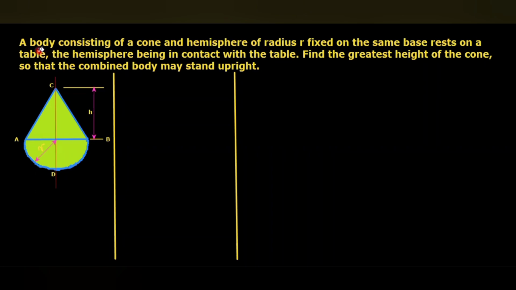Today's class we are going to discuss a numerical on the topic center of gravity of solid bodies. Let's go to the numerical. A body consisting of a cone and hemisphere of radius small r fixed on the same base rests on a table, the hemisphere being in contact with the table. Find the greatest height of the cone so that the combined body may stand upright.